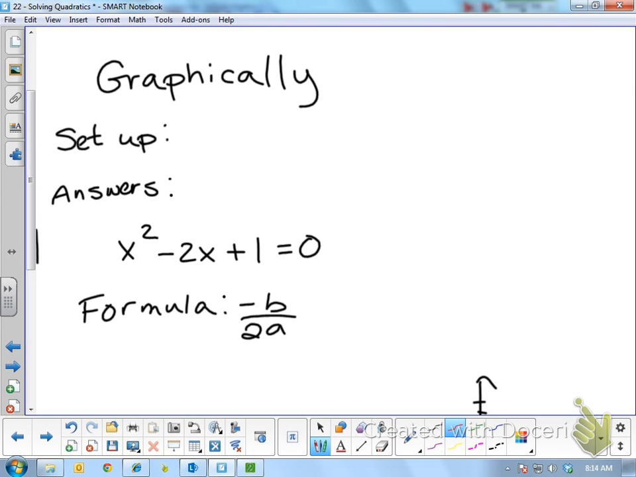Okay. So graphically, we have to have things set up a certain way before we can solve these problems. So graphically, we need to be equal to 0. That's how a lot of them should be set up. Not all of them, but a lot of them have that same way to set up a quadratic.